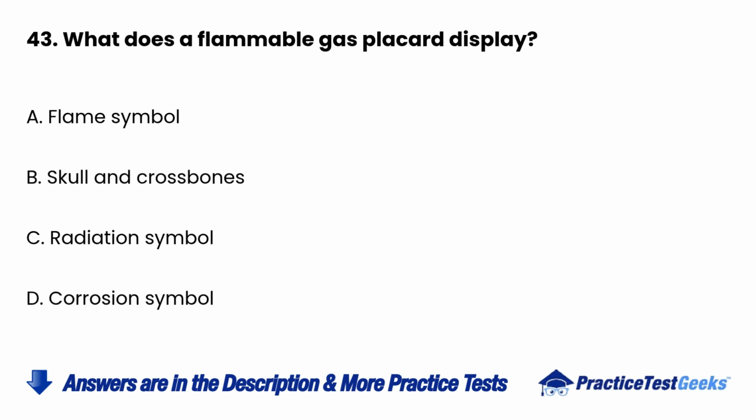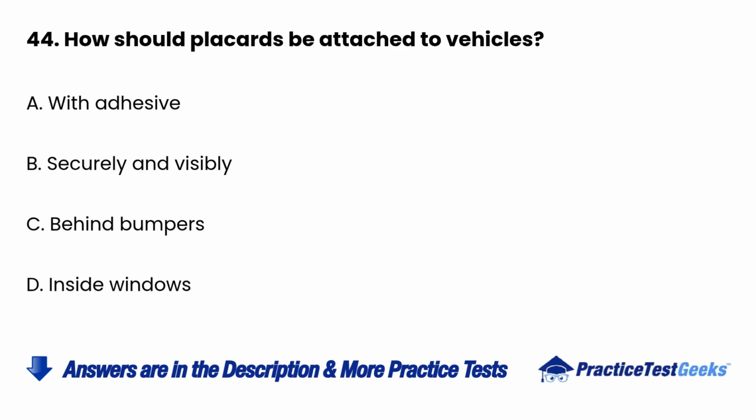43. What does a flammable gas placard display? A. Flame symbol. B. Skull and crossbones. C. Radiation symbol. D. Corrosion symbol. 44. How should placards be attached to vehicles? A. With adhesive. B. Securely and visibly. C. Behind bumpers. D. Inside windows.